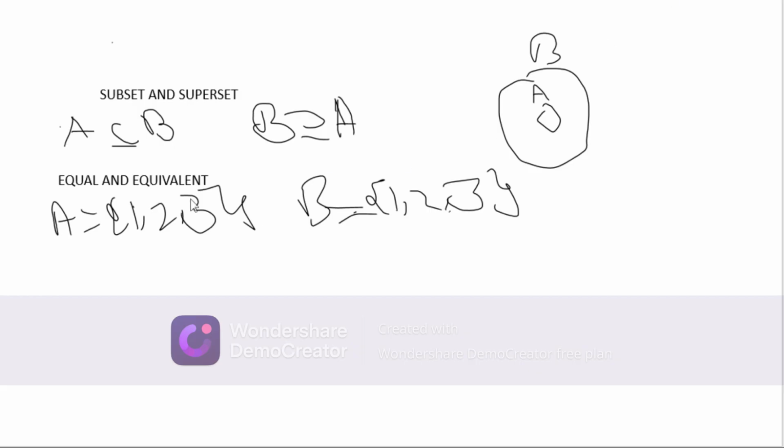Now equivalent is just whereby the number of elements are equal. For example, here there may be 3 elements, and here 3 elements, but they may be different. For example, here there may be 1, 2, 3, and there may be A, B, C. So those sets are equivalent. They have the same number of elements, but the elements are not the same. So there we have the difference.